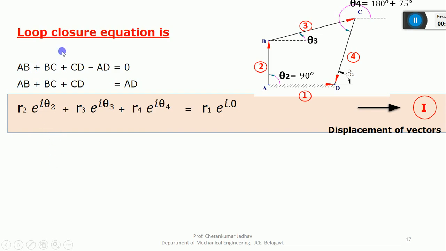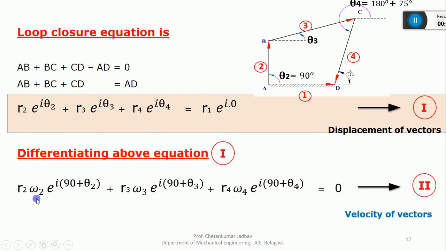So this is how you get the loop closure equation. This is nothing but the displacement vector, and I'll denote it as equation 1. This procedure is common for all the problems. First, you have to assign the directions. You need to find out the magnitudes or the angles. Just write down the loop closure equation and you'll get this. And when you differentiate this equation, you'll get a velocity vector.